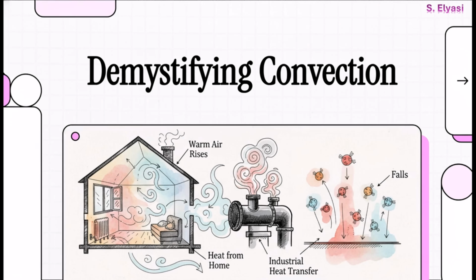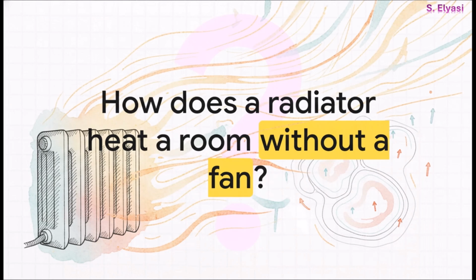Hey everyone! Today we're going to dive into something that's all around us, but we almost never think about it. It's this silent, invisible engine that's constantly moving huge amounts of heat. And once you see it, you'll see it everywhere. I mean, think about it. How does a radiator heat up a whole room? There's no fan, no moving parts. The hot air just seems to know where to go.